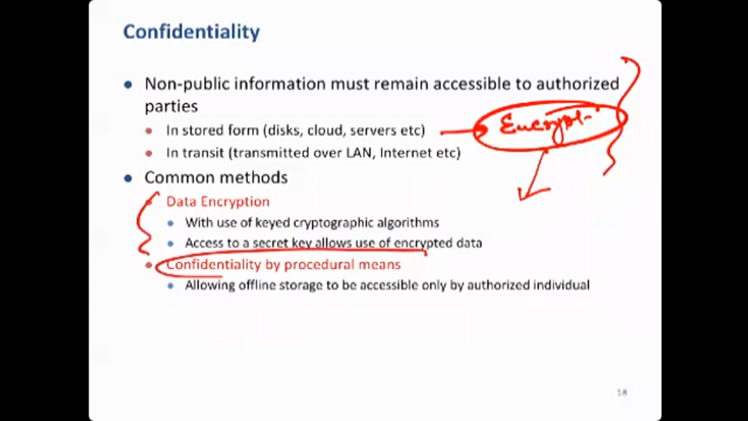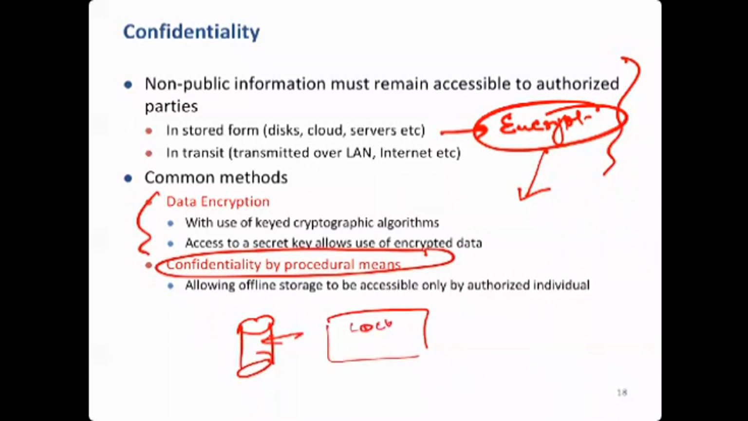So common methods are data encryption and procedural means of confidentiality. Like we have a hard disk; if you keep it in a locker, then it's safe, right? So nobody else can read it. There can be multiple ways of providing procedural confidentiality. For example, there may be a laptop and a security guard, and only people who are absolutely trustworthy and authorized can access it. That's another way of providing confidentiality.